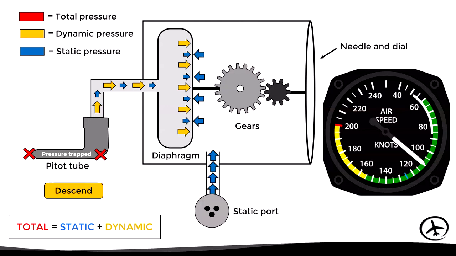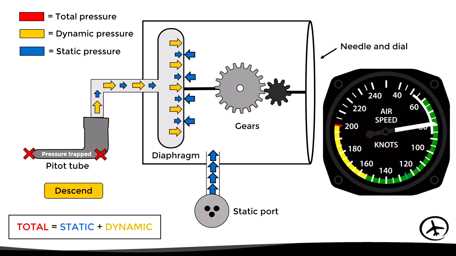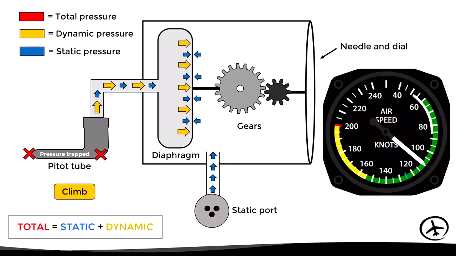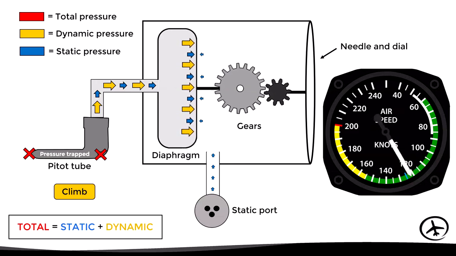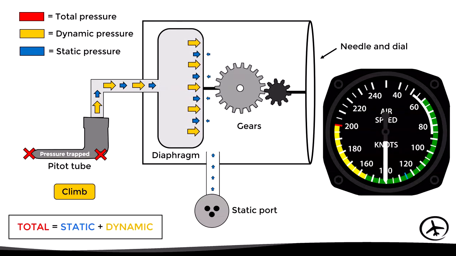In this case, the higher static pressure outside the diaphragm will cause the diaphragm to contract, causing the instrument to indicate a lower speed. On the other hand, if the aircraft climbs, the opposite will happen. In this case, the static pressure outside the diaphragm will reduce, causing it to expand and therefore making the instrument indicate a higher airspeed, as we can see in this example.